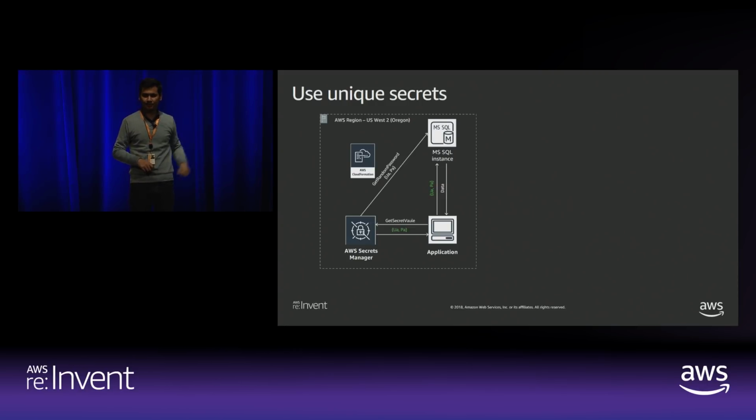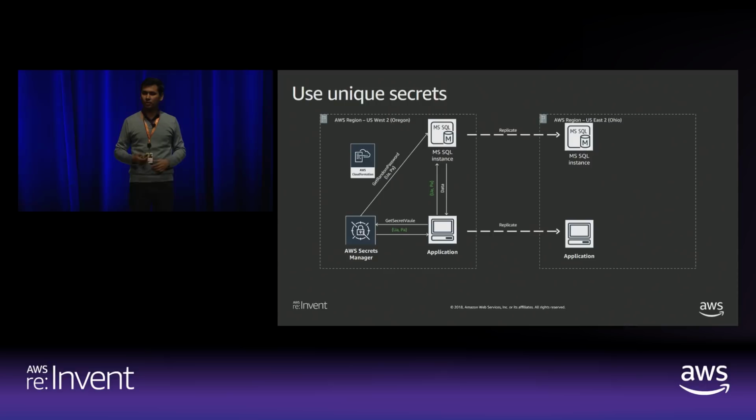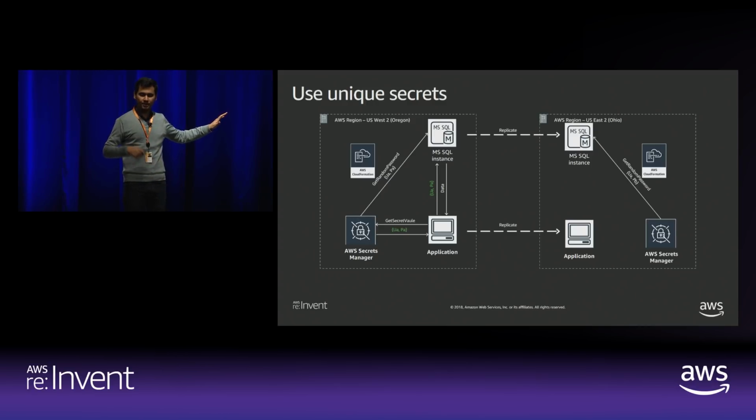This is easy. Now, let's say you want to replicate your application as well as your data. Well, you can go ahead and do that, but in the new region, just run your automated CloudFormation script again. Run this script to create a new credential and store this credential in Secrets Manager.